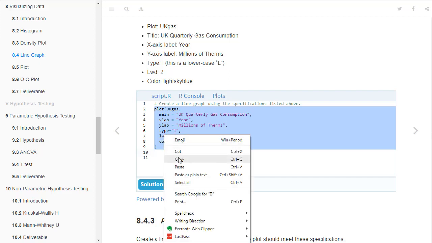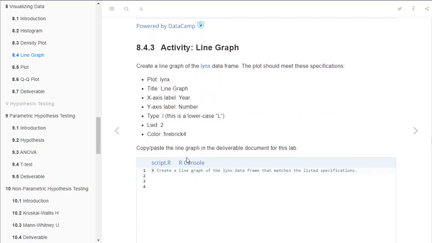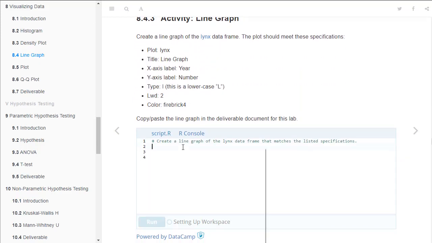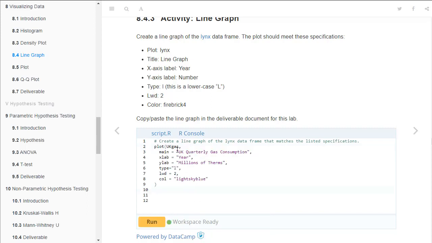I'll copy this because next will be our deliverable. And for this, we're going to be using the lynx data set because this is a nice time series. The title will be line graph. X-axis is year. Y-axis label is number.